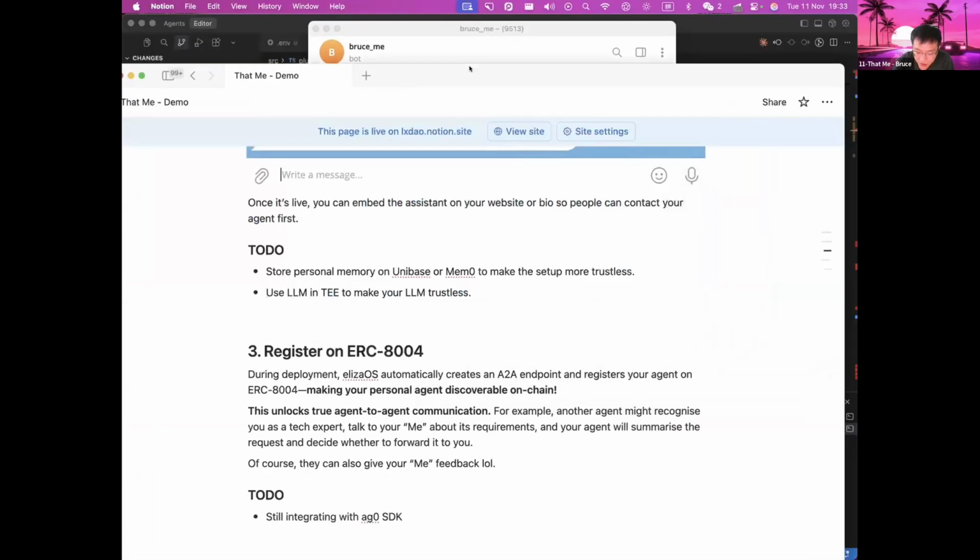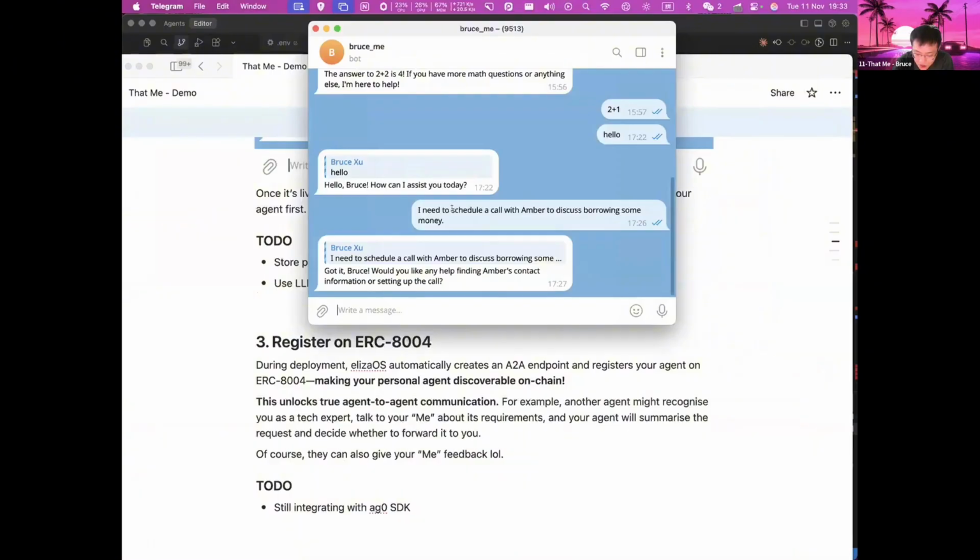So after that, it will give you true agent-to-agent communications. For example, if I want to schedule a call with Amber to discuss borrowing some money, I don't need to find Amber's contact. I just talk to my bot, and then it will discover on ERC-8004 and find Amber's personal assistant bot. And it will build a connection. Maybe my bot will get rejected by his bot. Maybe they will share the availability calendar with my bot. Then they can negotiate a proper time and send a summary to me. Yeah, so that's a very simple use case.